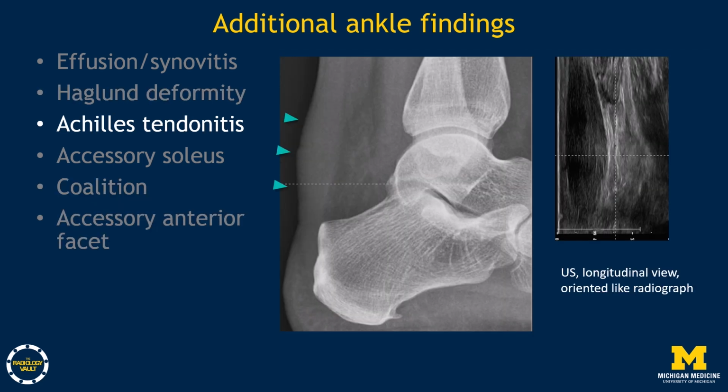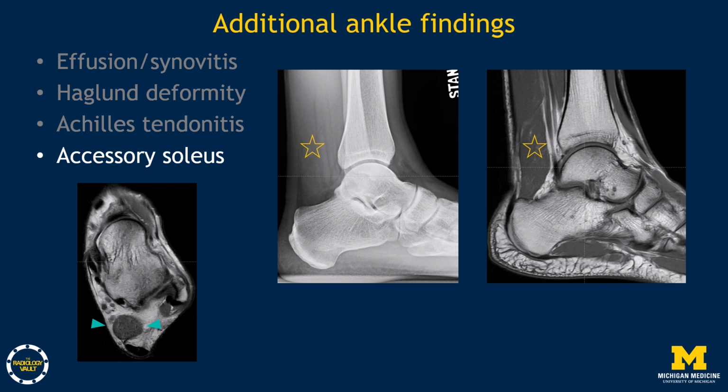Inspection of the Achilles tendon and the adjacent Kager fat pad is important when reviewing lateral ankle radiographs. This patient has Achilles tendonitis, which was confirmed with a subsequent ultrasound. Here we see extra soft tissue density in Kager's fat pad. Some patients present with a visible posterior ankle mass. This finding represents an accessory soleus muscle, which was confirmed on a follow-up MRI.